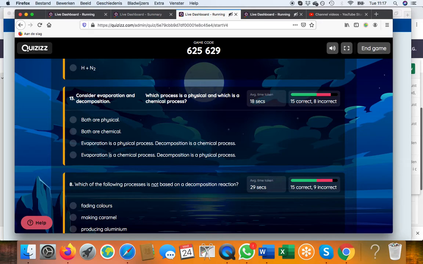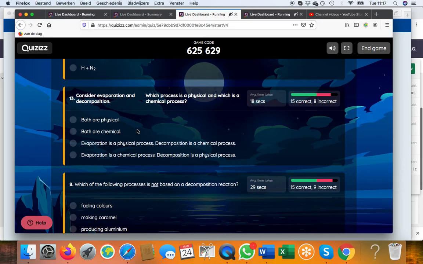Moving up, more and more people have it correct and less have it incorrect. 15, so I'm at my 2/3 correct and 1/3 incorrect. I'll do this one as last one. Consider evaporation and decomposition. Which process is a physical and which is a chemical process? So this one was shown in the presentation.